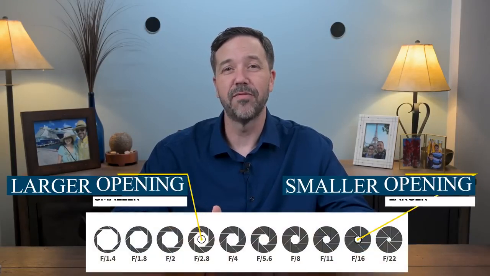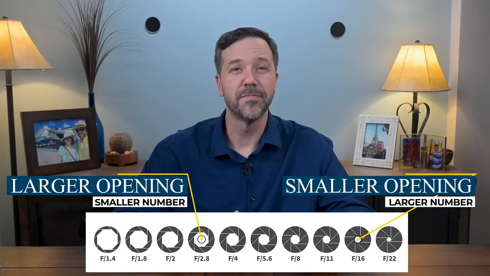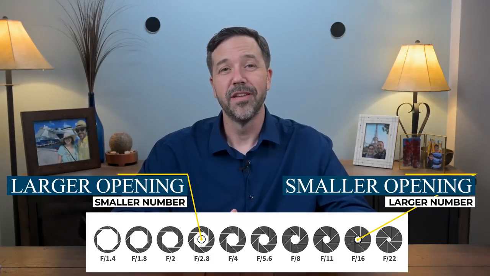Now this part can be confusing. The numbers are inversely related to size. A smaller f-number, like f/2.8, means a larger opening, while an f-number like f/16 means a smaller opening.